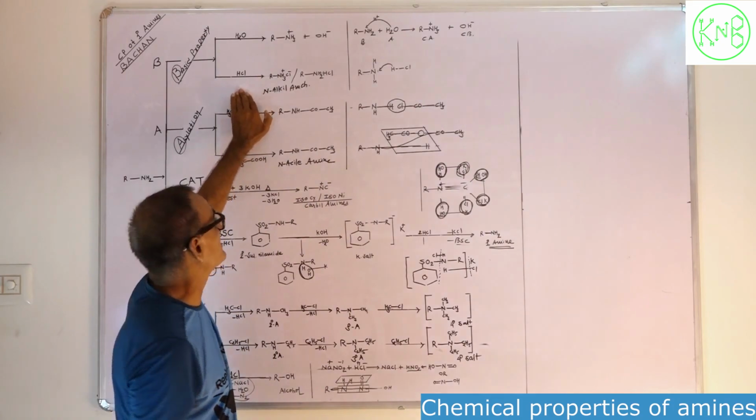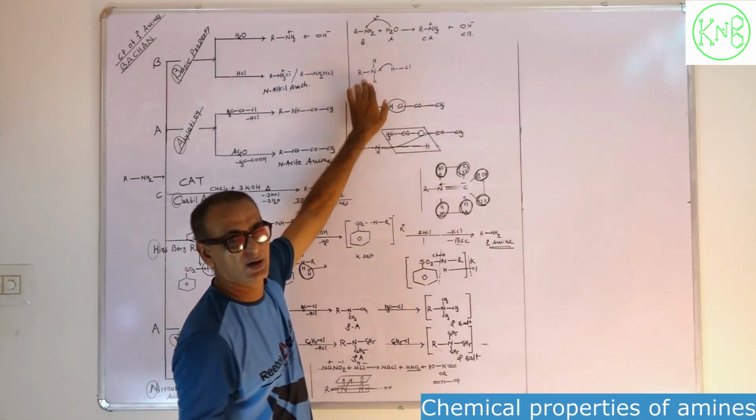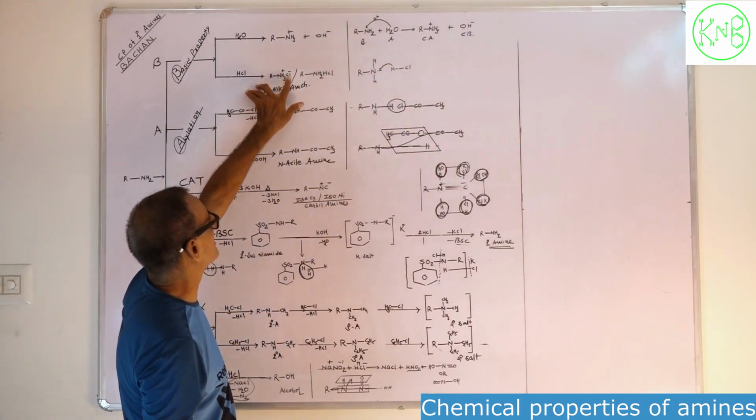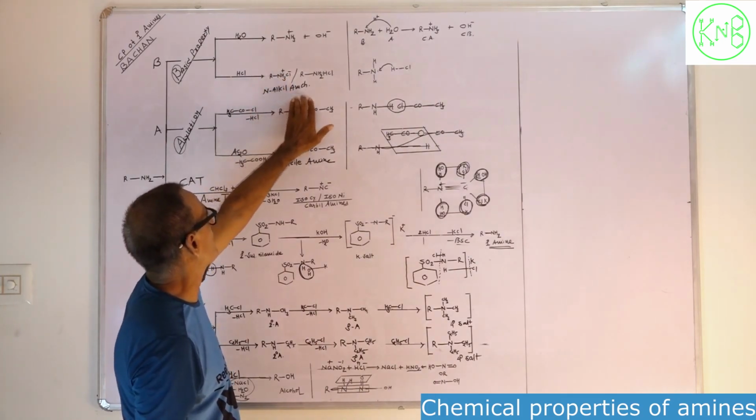Similarly, in the reaction with HCl, one proton will transfer from HCl to amine and gives RNH3 plus Cl minus. It is N-alkyl ammonium chloride.